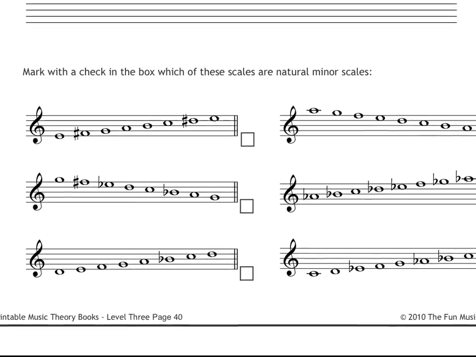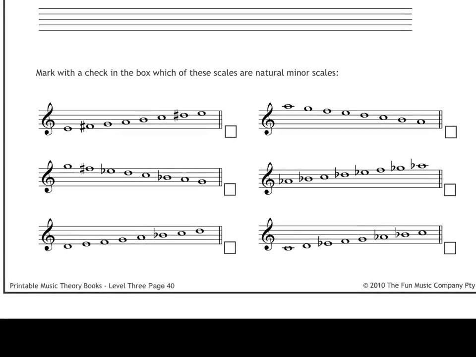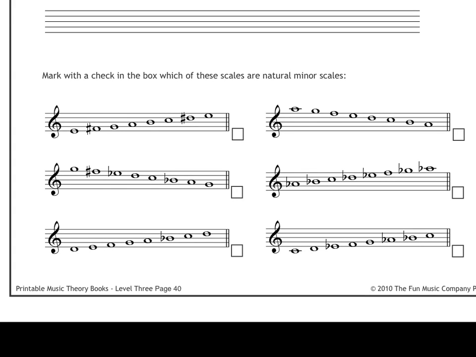And then mark with a check in the box which of these scales are natural minor scales. So of these 6 examples, which ones are using the proper accidentals or the proper key signature? None of these have key signatures. Which ones are using the proper flats or sharps? Which ones have half steps only between notes 2 and 3 and 5 and 6? And which ones are certainly going 1 octave? So check those out, investigate those scales. Off you go. See you in the next lesson.